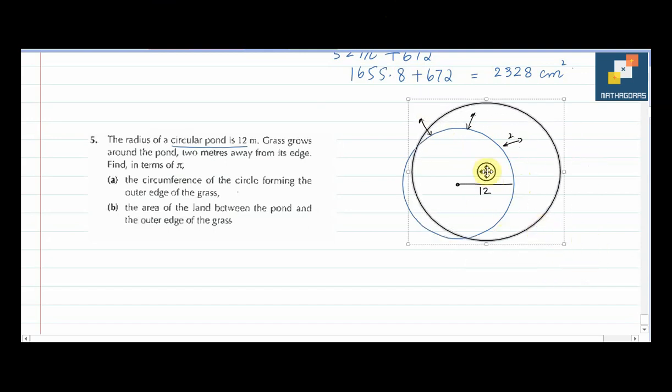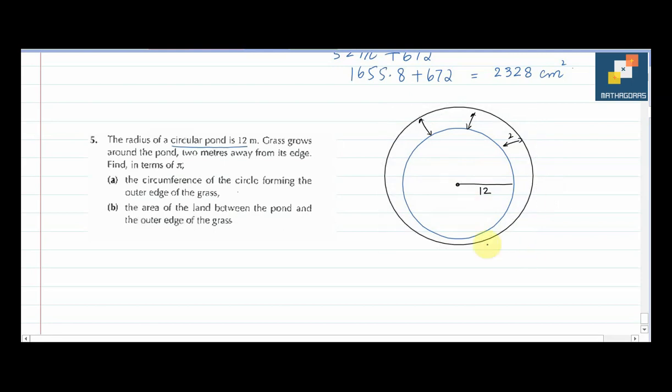there is another circle, right, like this. Sorry, it is not equal from all the sides, but I am giving you an idea. So this is 2 meters from all sides, right? Okay. Find in terms of pi means that your answer should be in terms of pi, no accurate answer. The circumference of the circle forming the outer edge of the grass. Outer edge means this one. So first thing, you need to find the radius from this point till this point.